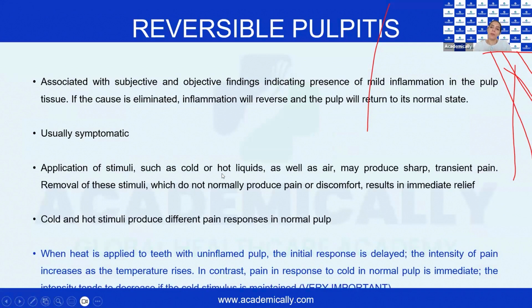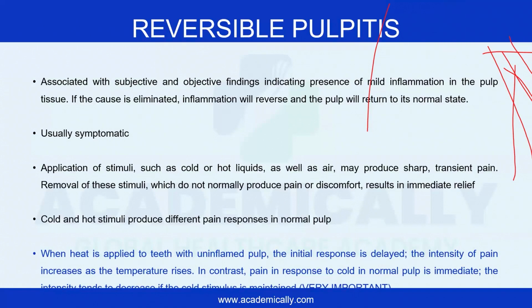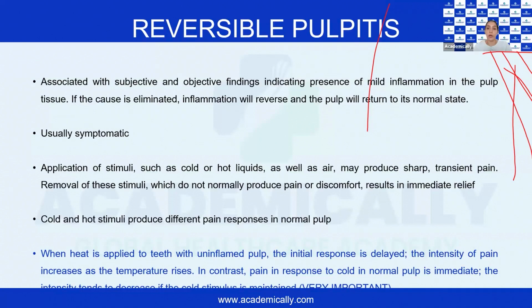What is the commonest differential diagnosis of reversible pulpitis versus any other disease? A patient comes to you and says he was having a sandwich, suddenly pain came. What would you think? A couple of diagnoses you would think would be? Dentin hypersensitivity. Excellent. So one of the initial things is dentinal hypersensitivity. How do you differentiate between dentinal hypersensitivity versus reversible pulpitis?